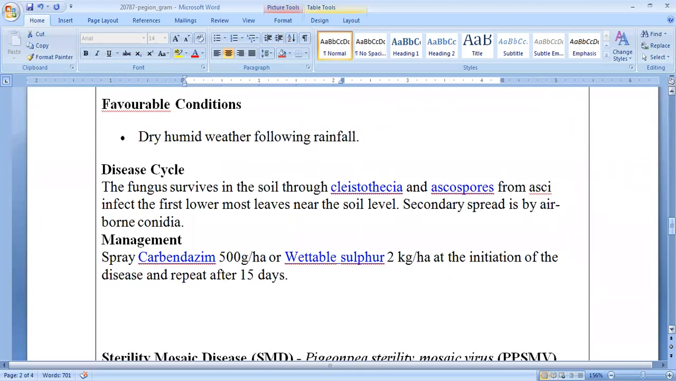The favorable condition for powdery mildew is dry, humid weather followed by rainfall. In the disease cycle, primary infection is through cleistothecia and ascospores, and they infect the lowermost leaves near the soil level. Secondary spread is through airborne conidia. For management, spray carbendazim 500 grams per hectare or wettable sulfur 2 kg per hectare at the initiation of the disease, and repeat 15 days later.